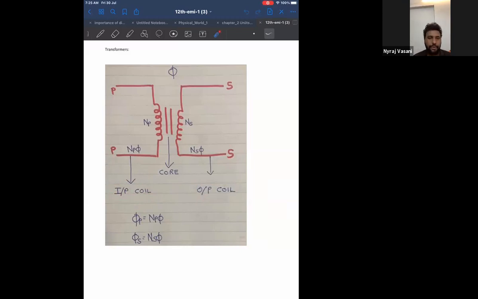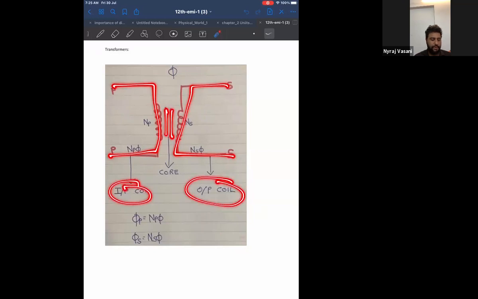Don't write, I'll give you time to write. All of you look at the screen first. Now, total number of turns in the primary is called NP. What does NP mean? Total number of turns in the primary. And over here, total number of turns in the secondary is NS. Therefore, tell me, did you understand this diagram? Primary, secondary, core. Primary is called input coil. Secondary is called output coil. And number of turns in the primary is NP. Number of turns in the secondary is NS.